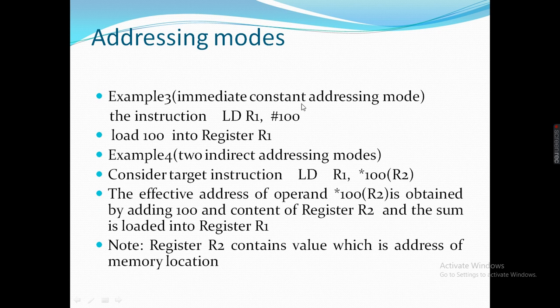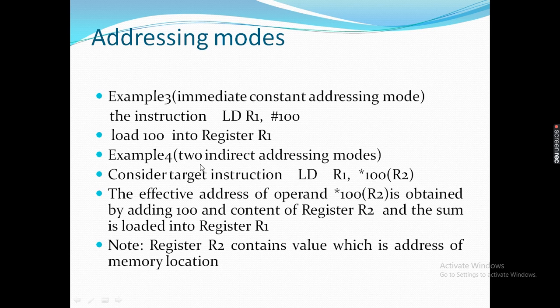Example 3, immediate constant addressing mode. Our target machine model supports immediate addressing mode also. So consider the instruction LD R1 comma hash 100. Hash is used to indicate that the value is specified in the instruction itself, that is, immediate data. So this is a simple instruction. It causes the value 100 to be loaded into register R1.